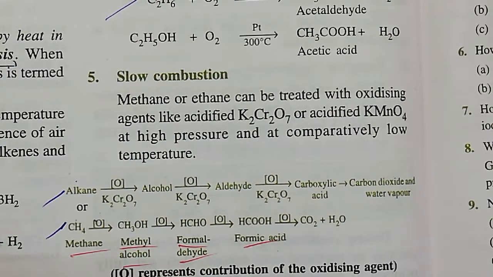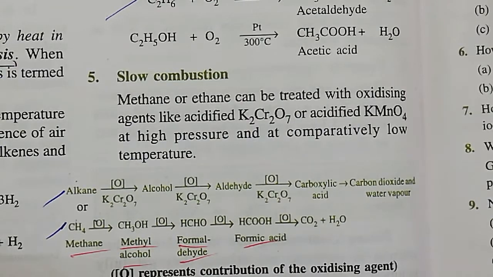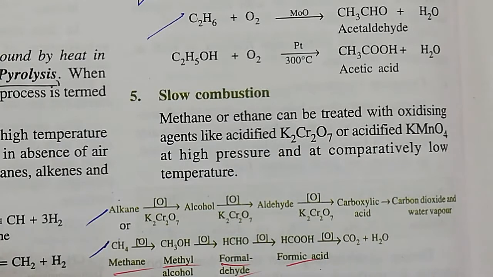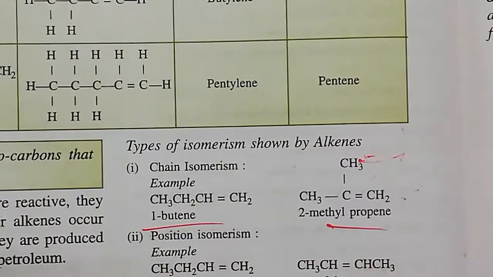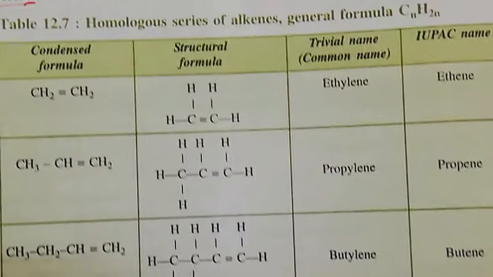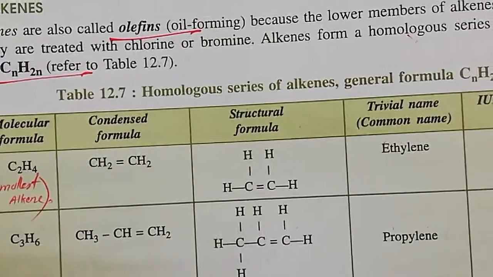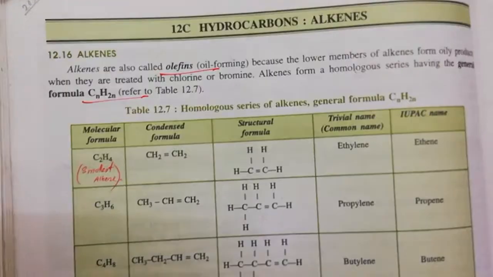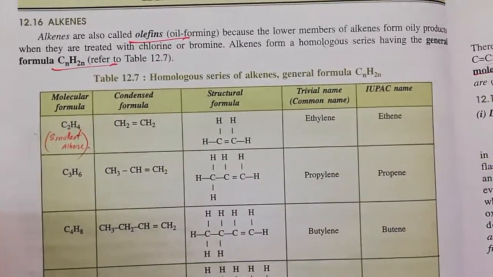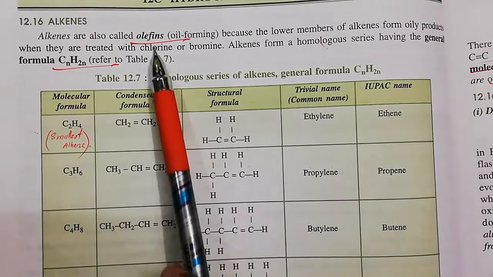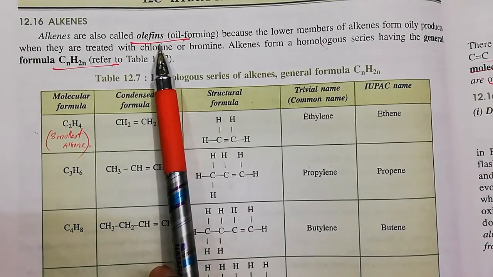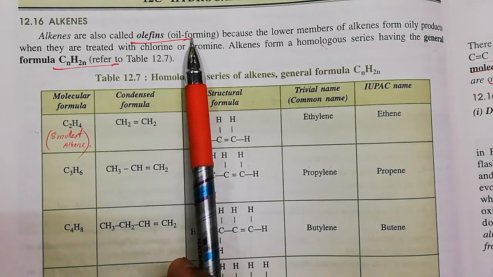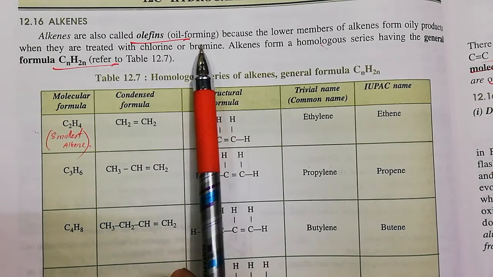Okay, so now we'll start alkene. Let's come to alkene on page number 203. It has been started similarly, as it was for alkane. Alkenes are also called olefins, because they are oil forming compounds.